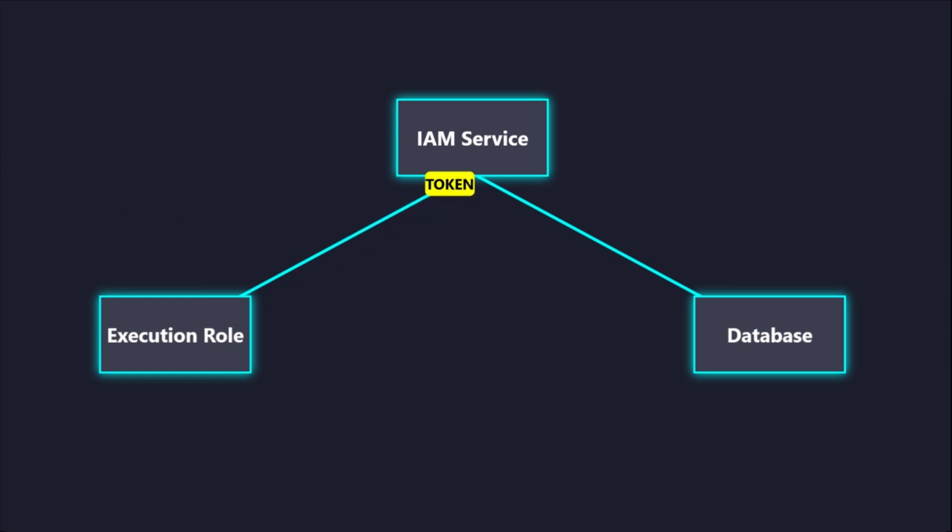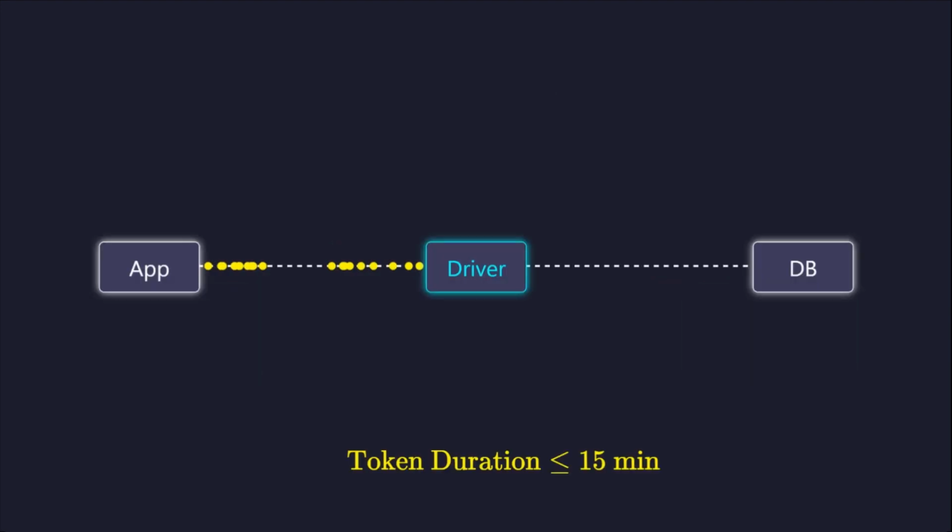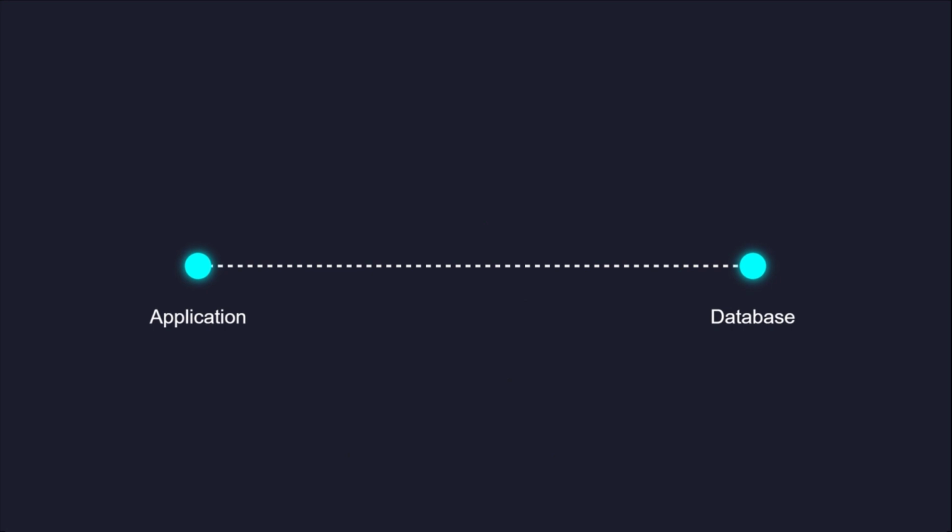The function uses its execution role to request a temporary token that the database validates directly, ensuring a high level of security without credential management. To use identity-based login, your database driver must generate a signature using the current regional credentials. This token is valid for 15 minutes. Ensure your code handles token refresh logic if your function remains active longer than the duration of the initial signature.